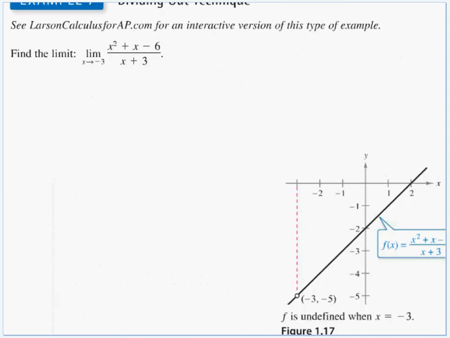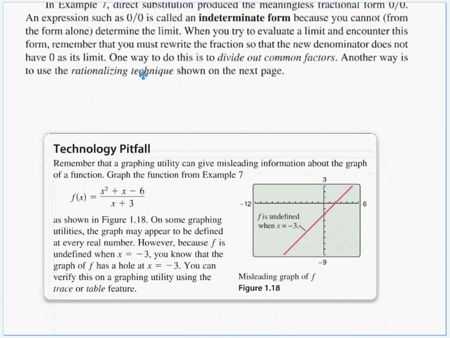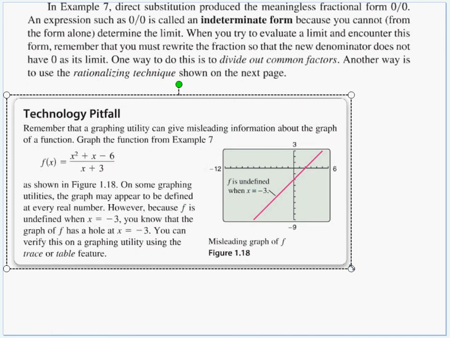Now, in example 7, that last one, direct sub produced a meaningless fractional form, 0 divided by 0. An expression such as that is called indeterminate form because you cannot, from the form alone, determine the limit. When you try to evaluate a limit and encounter this form, remember you must rewrite the fraction so that the new denominator does not zero out. One way to do this is to divide out common factors. Another way is to rationalize, a technique shown on the next slide.